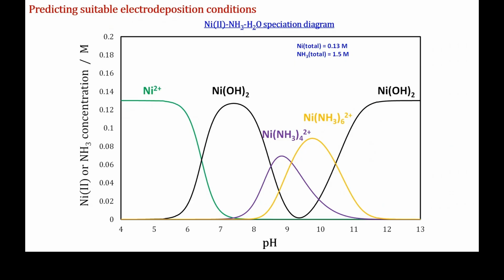So the number of complexes that are formed, it's quite scary almost how many, but it essentially keeps the nickel 2 in aqueous soluble form right up until pH 11. So that allows some flexibility with the electroplating conditions.